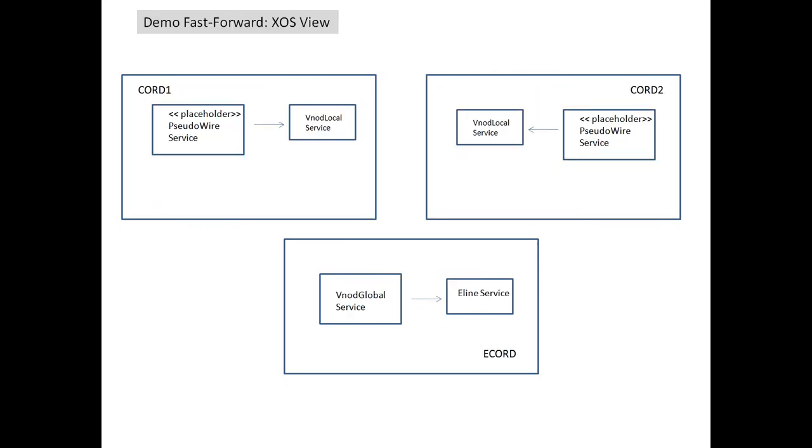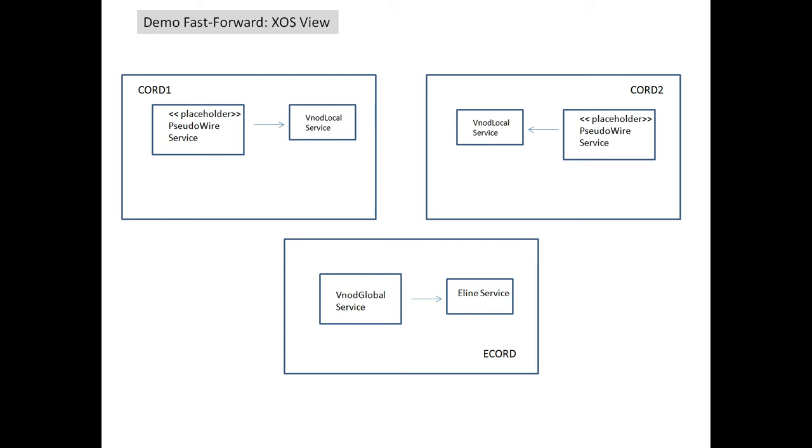So I'm going to give a little demo fast forward. I think it's interesting at this point to show where we're going to go, because I think that's not a bad way to look at it. From a control plane view, what we're going to end up with is something like this. At the CORD 1 and CORD 2 levels, which is the central office, the localized levels, we're going to have these Pseudowire control plane services, which are controlling and owning this thing called a VnoD local, which we'll get into in a second.